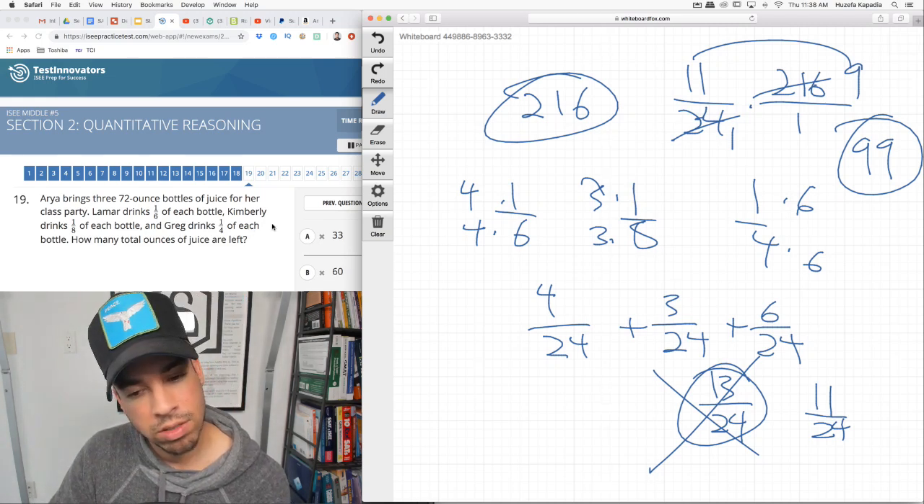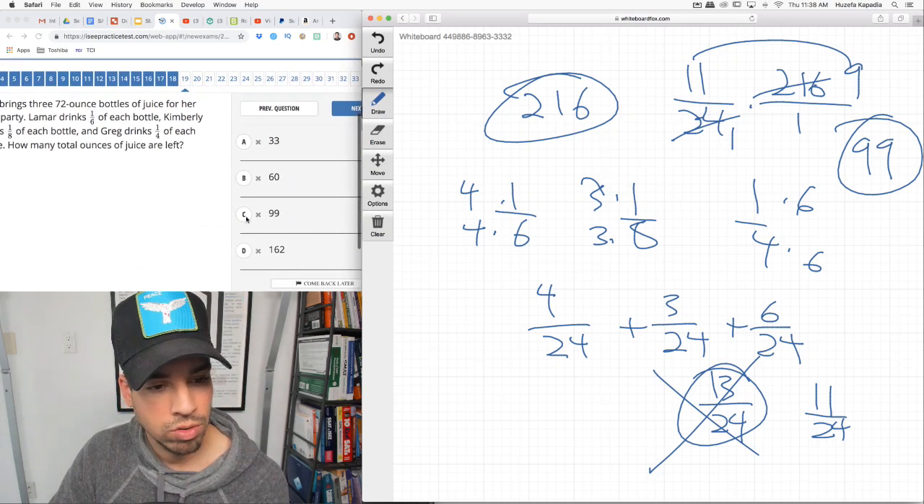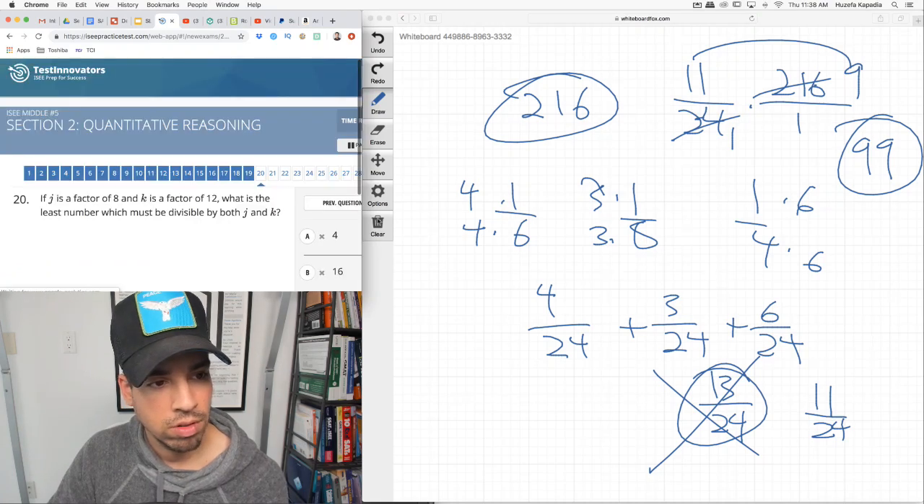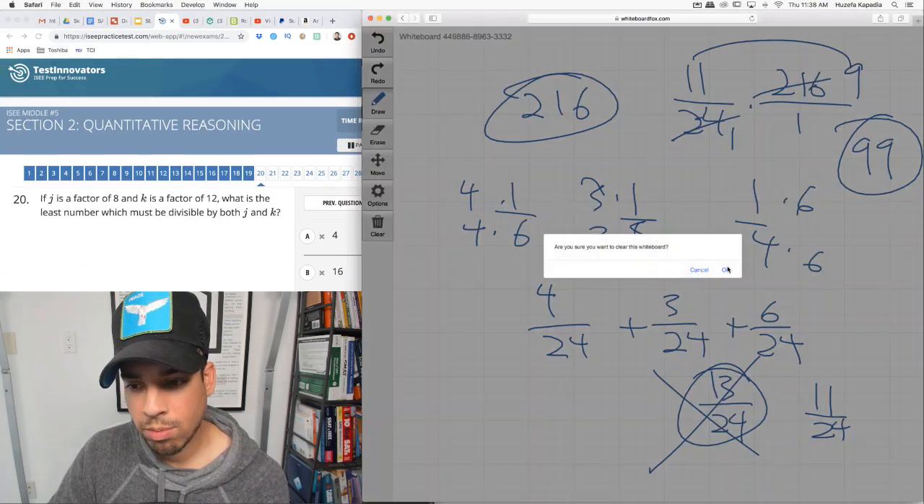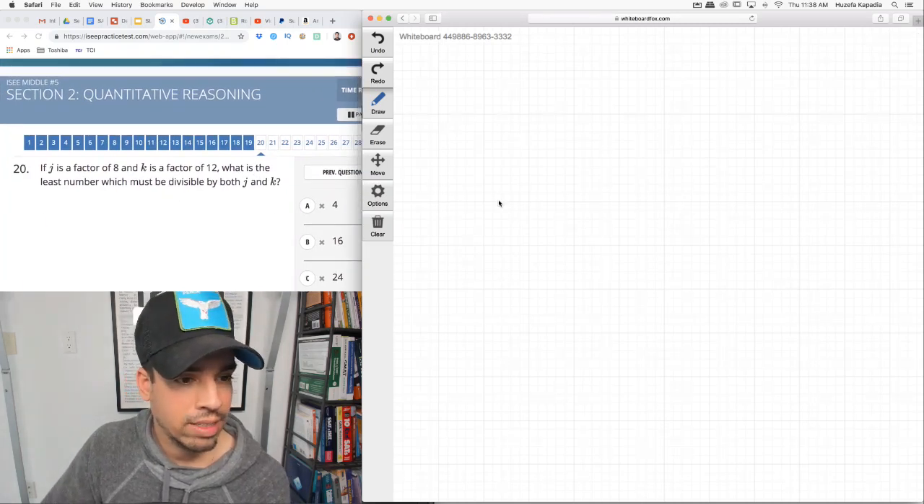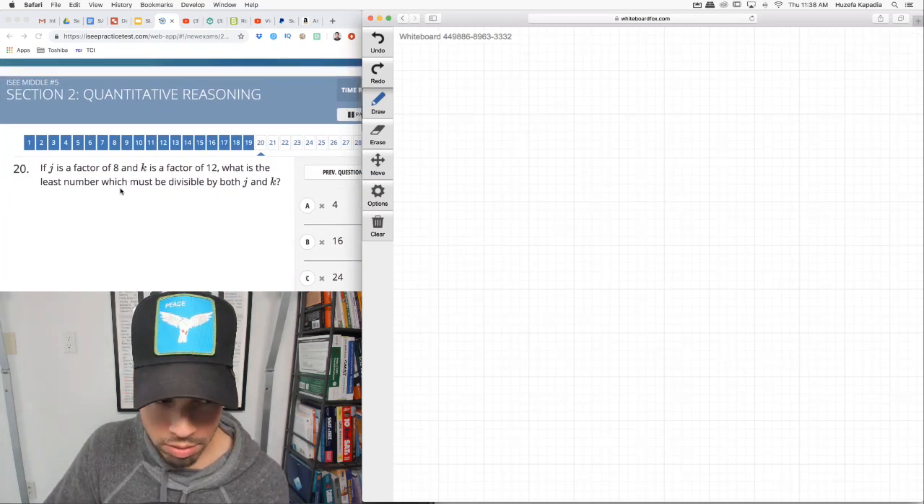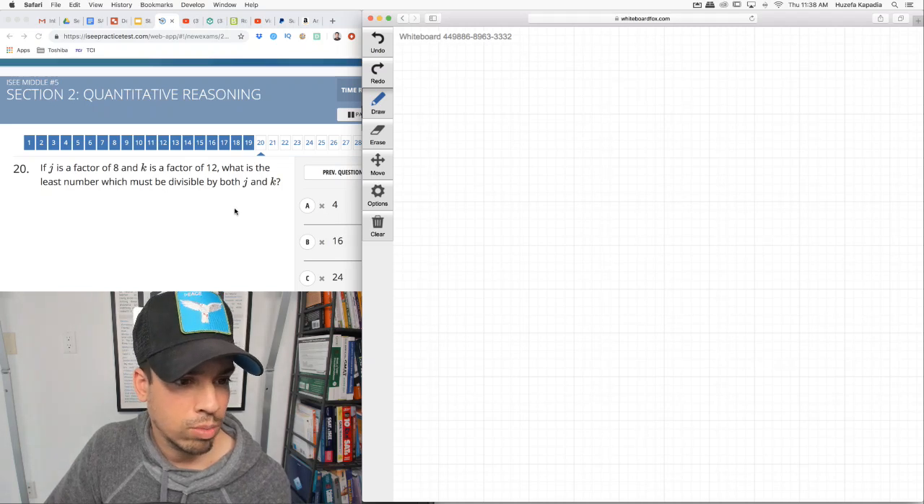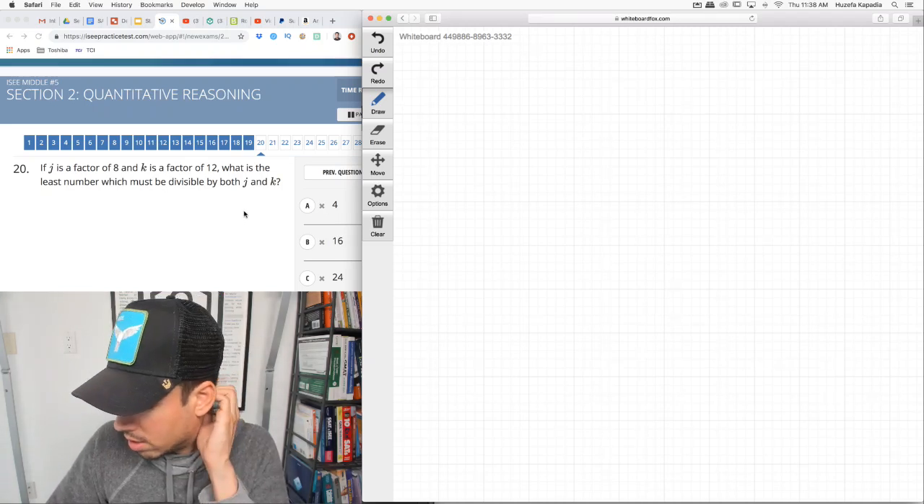Does that make sense? Yes. Number 20, we are more than halfway through. If j is a factor of 8 and k is a factor of 12, what is the least number which must be divisible by both j and k?